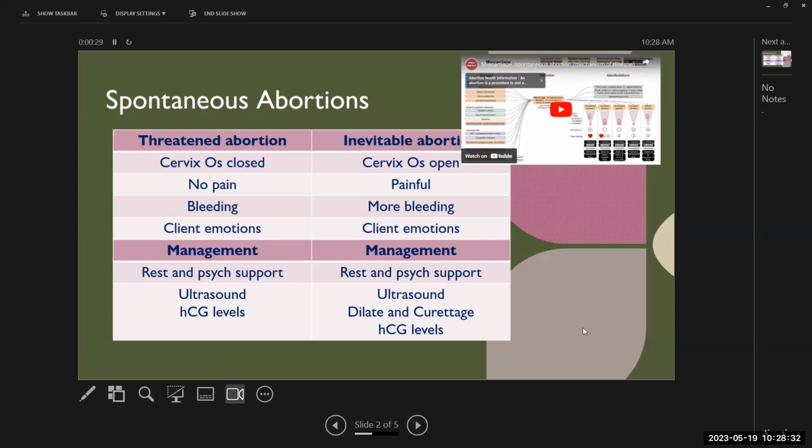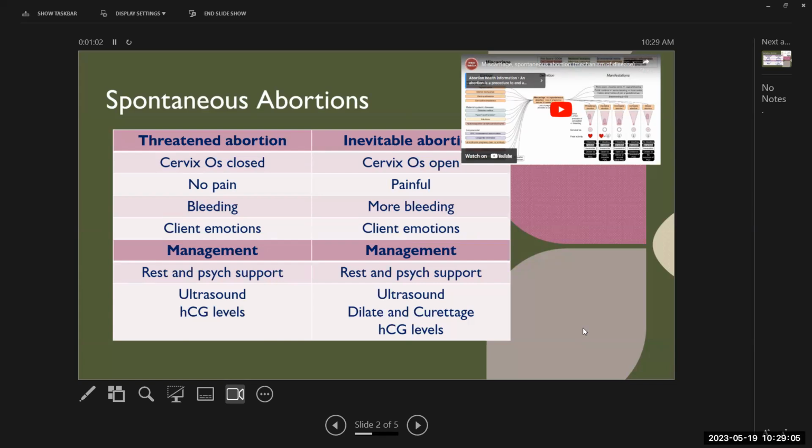Let's focus more on the difference between a threatened abortion and an inevitable abortion. The cervix. A threatened abortion, the cervix is closed, okay? Whereas inevitable, it's open, okay? There's no pain with a threatened abortion. A client will usually call the office and say she's bleeding, but she denies pain, and she can be a little emotional and tearful because she's concerned, okay?